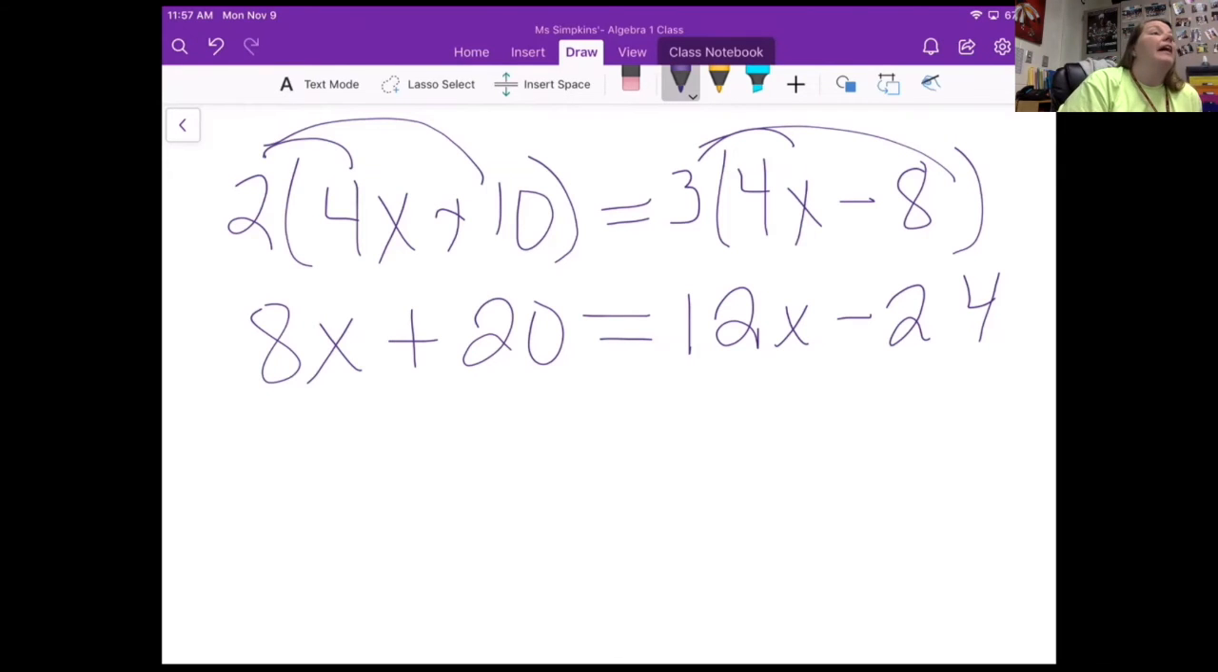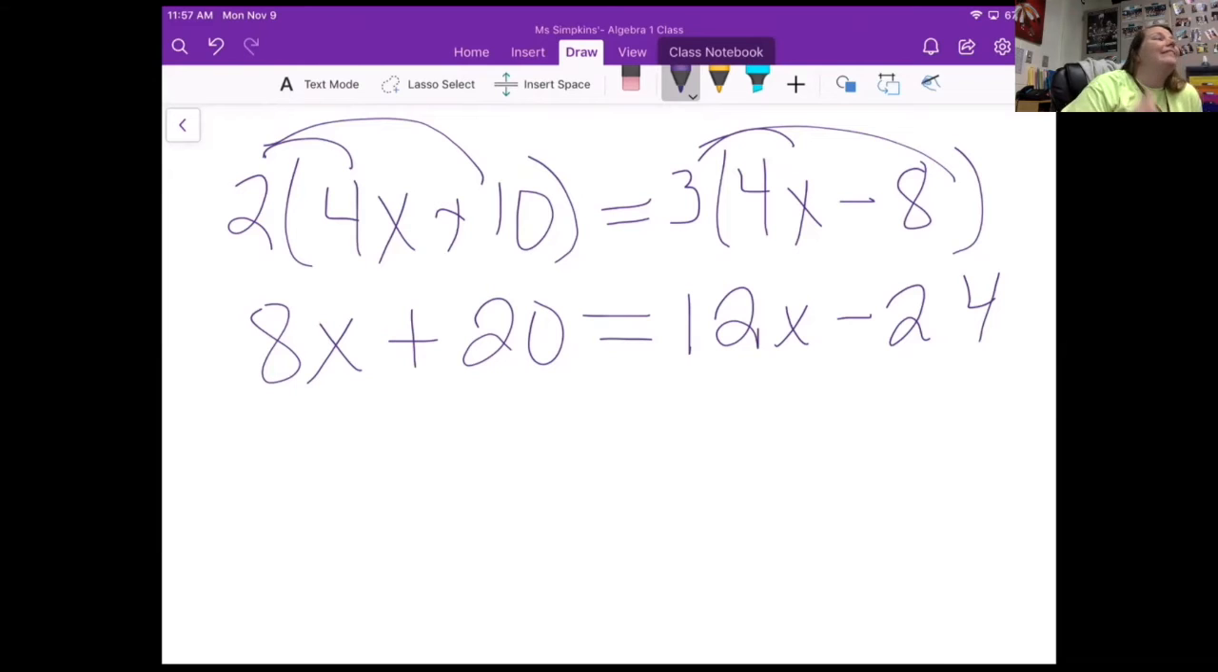So here's my advice. You could do lots of things. I, Miss Simpkins, would move one of the x's to the other side. I would suggest you do the same. Another answer is not wrong. This would just be the most efficient way. But you can choose. Do you want to move the 8x or the 12x? Just pick one. It doesn't matter. Someone tell me. Okay, 12. I heard 12 first. So is it a positive 12x or a negative 12x?